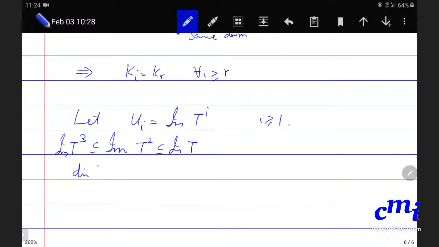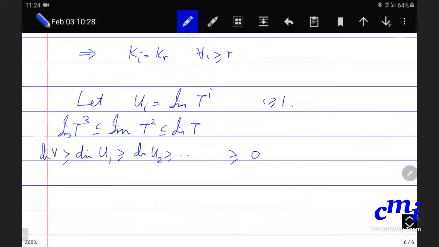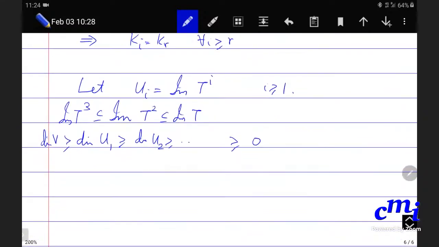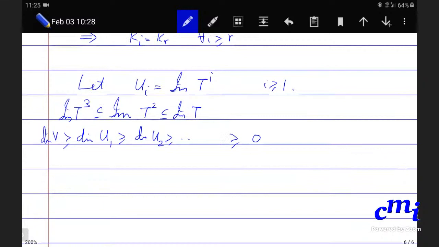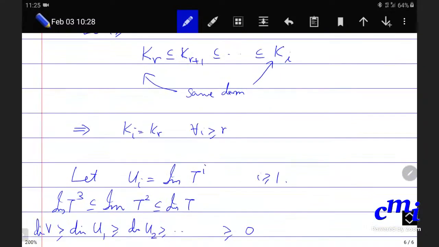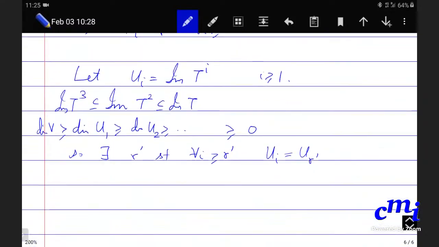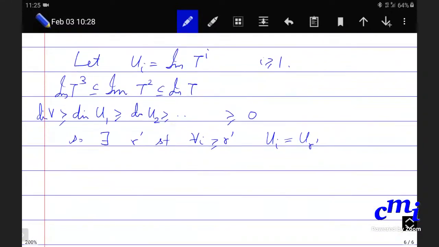Same reason. So the dimension of U1 is bigger than or equal to the dimension of U2, and all of this is bigger than or equal to 0. These are a bunch of integers, weakly decreasing, lying between two things. So it must stabilize. So there exists some R prime such that for all i bigger than or equal to R prime, Ui is equal to U(R prime). I'm just summarizing this whole argument. The dimensions have to stabilize, but because there's a containment, the spaces also have to stabilize.